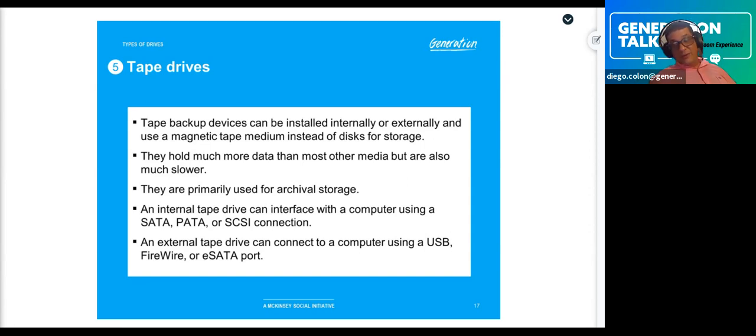All usual tape drives are going to be either SATA, PATA, or SCSI. SCSI is usually the best ones that are out there. And in external drives, you can be connected with USB or FireWire nowadays and eSATA. Any questions on a tape drive?